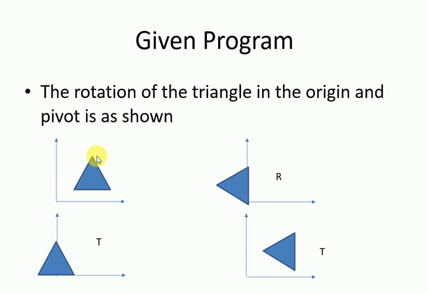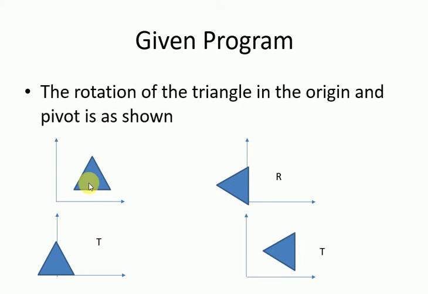Now the given problem is the rotation of a triangle about the origin and a pivot, as shown below. The given triangle is rotated about the origin and the pivot. That means it is moved to the origin, rotated, and moved back.